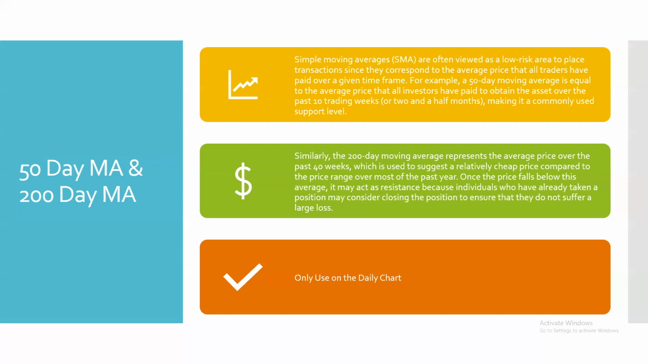Similarly, the 200-day moving average represents the average price over the past 40 weeks, which is used to suggest a relatively cheap price compared to the price range over most of the past year. Once the price falls below this average, it may act as resistance because individuals who have already taken a position may consider closing the position to ensure that they do not suffer a large loss. So when we're underneath the 200-day moving average, it holds up as resistance.